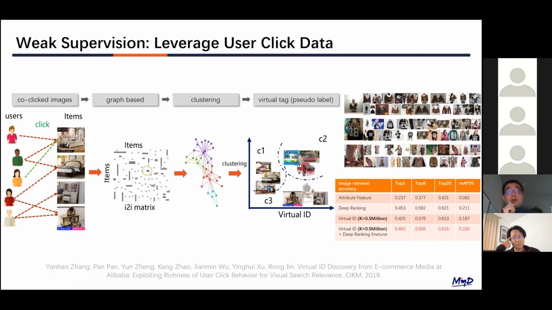What I mean by co-click information is that when you issue a query, the user clicks multiple images in the returned results.